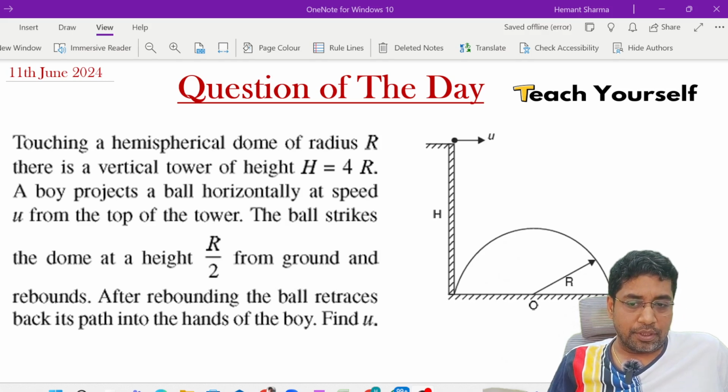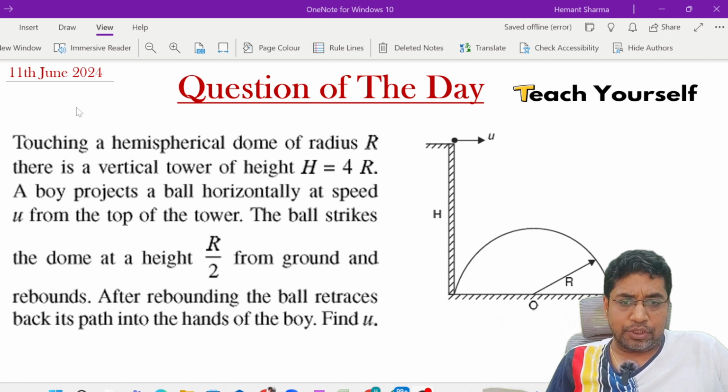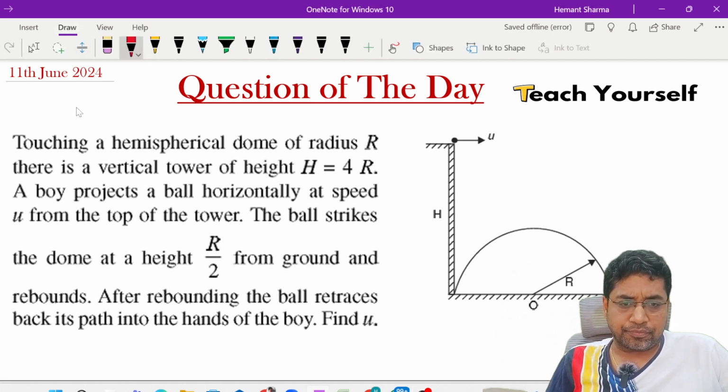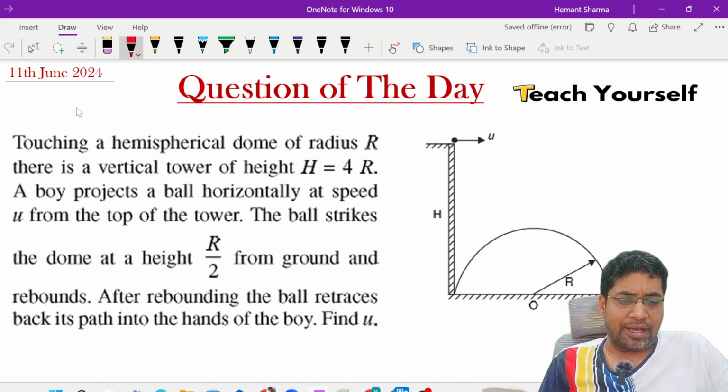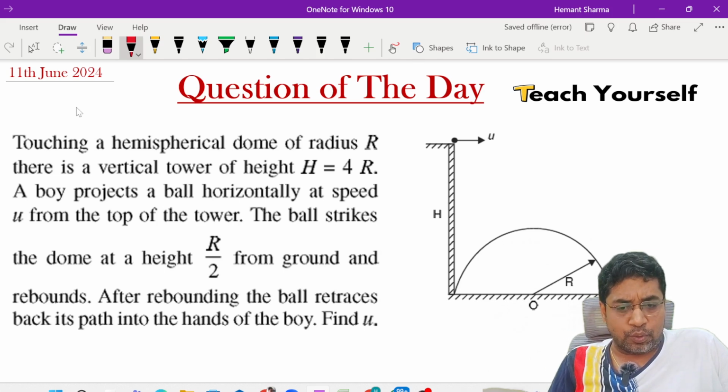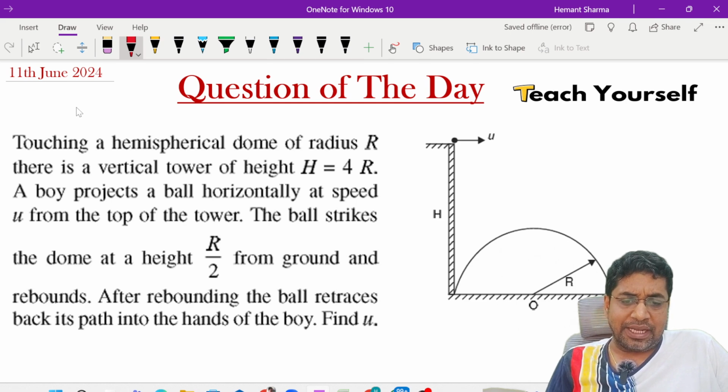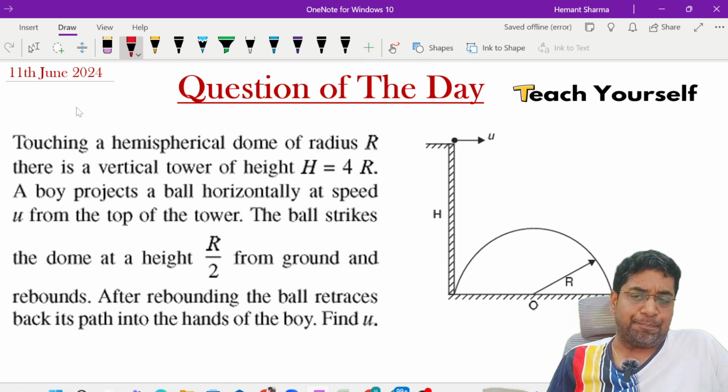Now, if we look at the question, there is an object which is being thrown horizontally with a speed u, and this particular ball strikes a dome at a height r by 2 from the ground in such a way that it rebounds back to the same place.